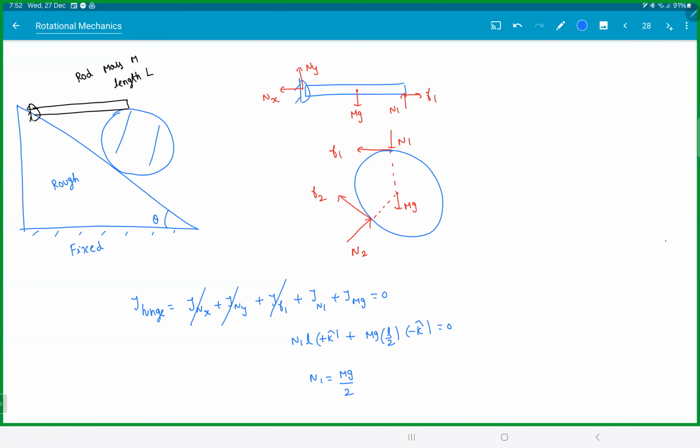Now try. I'll give another minute or two. Now what to do? You need to find F1 and F2. And don't write F1 is equal to mu N1 and don't write F2 is equal to mu N2. That's a blunder. You can write them only when they're slipping. No need to write force equation. Torque equation answer will come here.